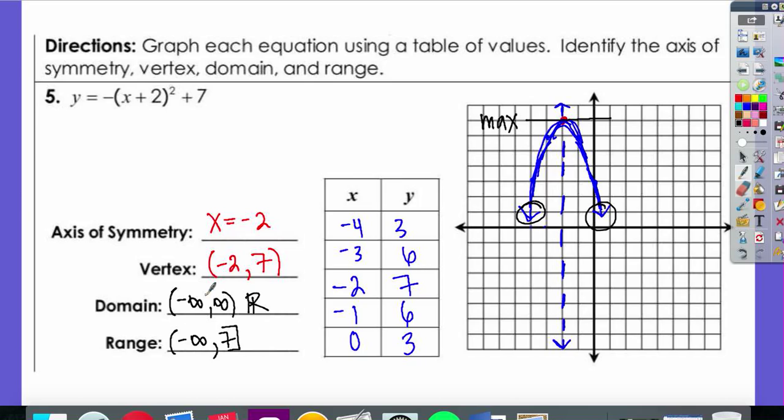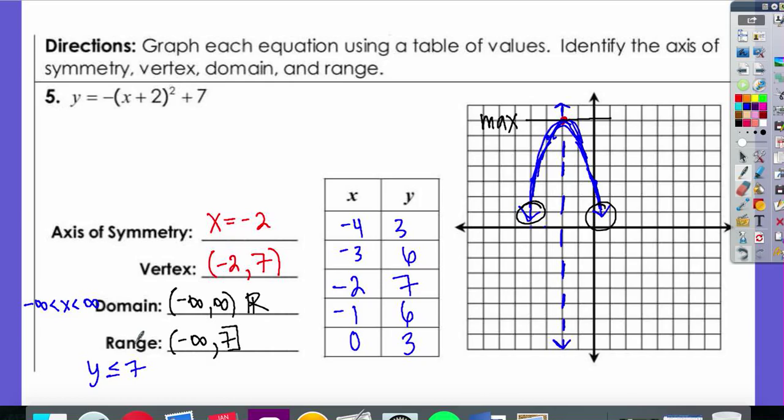You might also see it written a different way. Okay, they also tend to write it with inequalities sometimes. So for domain, they could have written negative infinity is less than x, which is less than positive infinity. Or on here, they could have said y is less than or equal to 7.